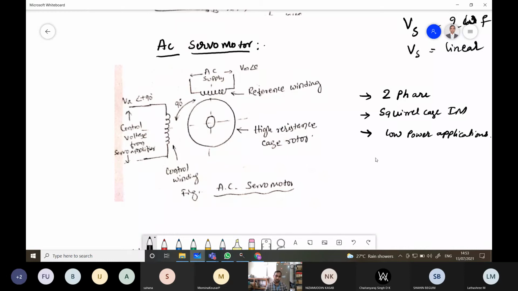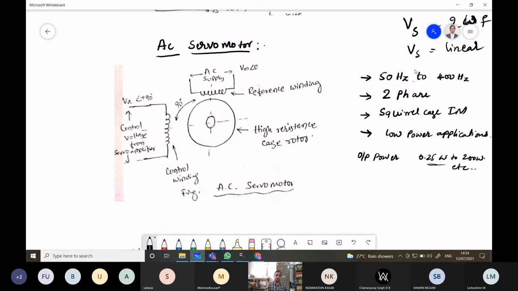The output power varies from fraction of watts to a few hundred watts. The fraction of watts, so 0.25 watts like that, to a few hundred watts, some 200 watts, etc. So it will be available in these power ranges, and operating frequency is 50 hertz. This frequency varies from 50 hertz to 400 hertz.